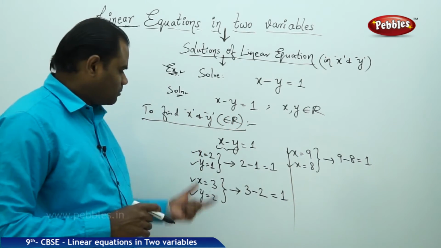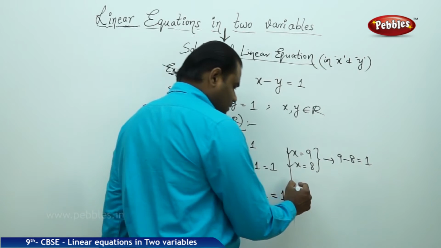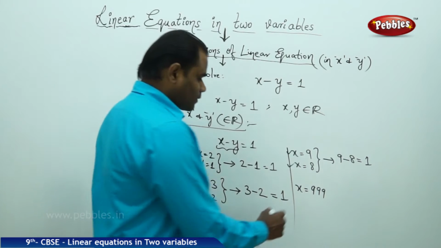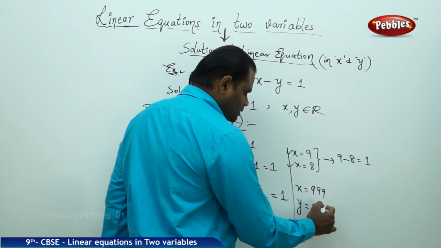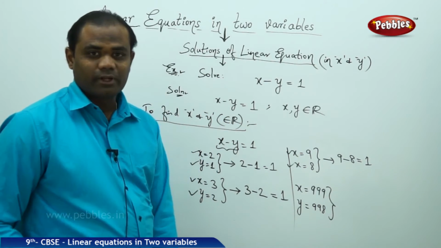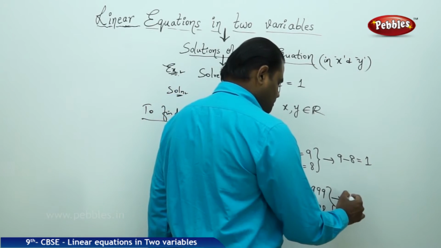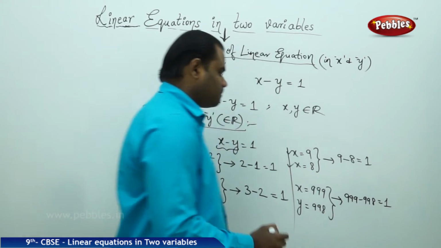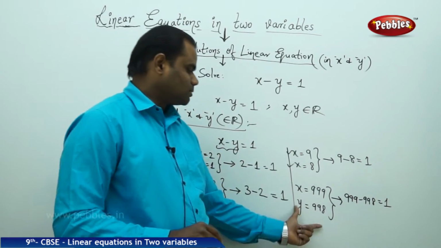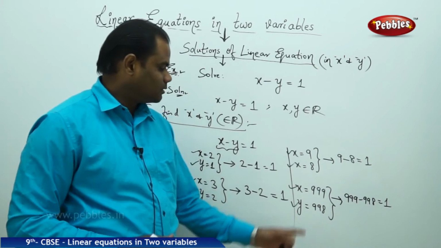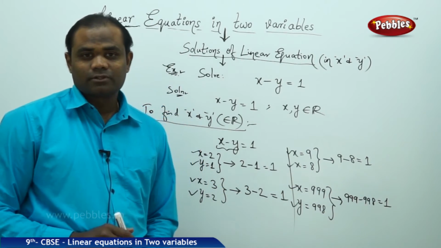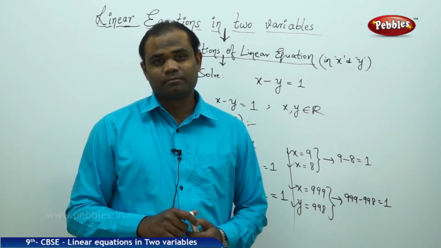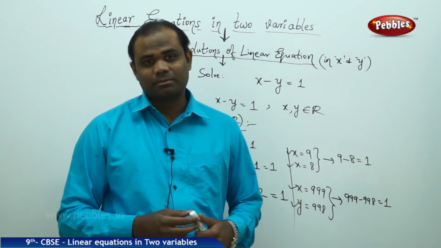So as you can see, there are many solutions. Even if I take a very random number like 999 for x and 998 for y, when I replace, I get 999 minus 998, which is equal to 1. Therefore, I get the possible solutions for x and y being 999 and 998. It continues and continues, but there is no end to the solutions for this equation. So what do we learn out of this example problem?